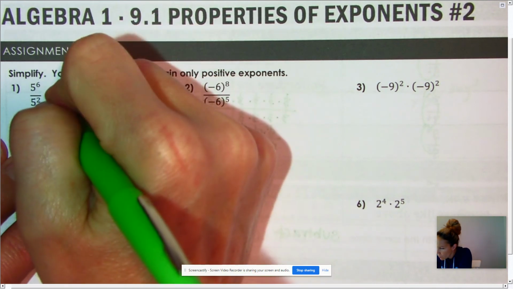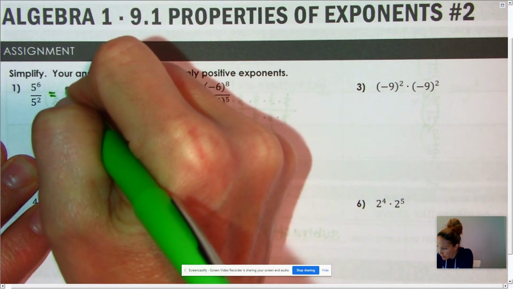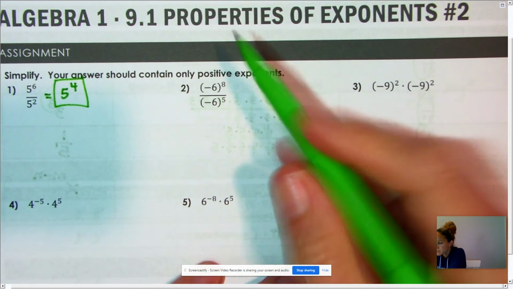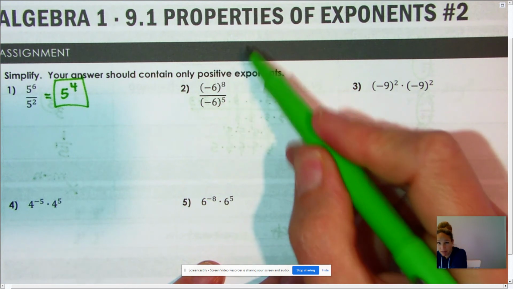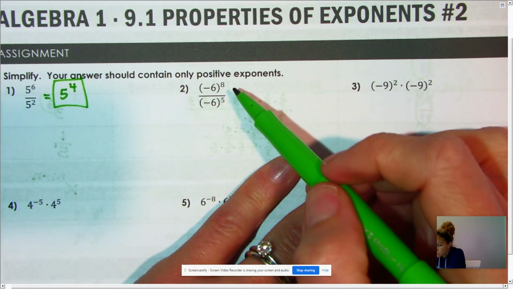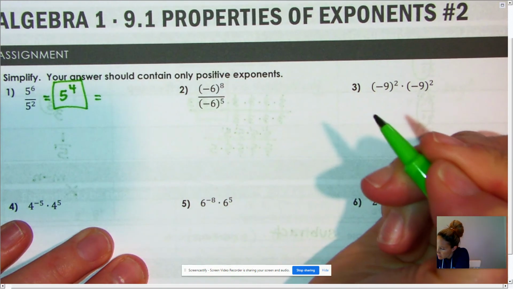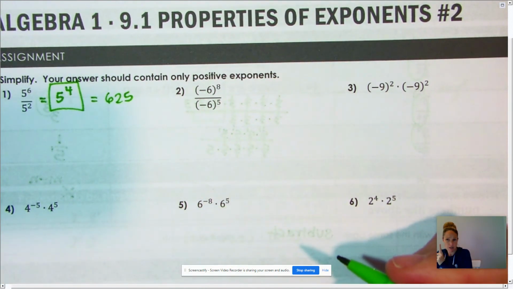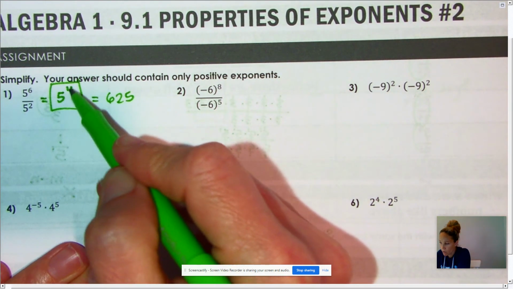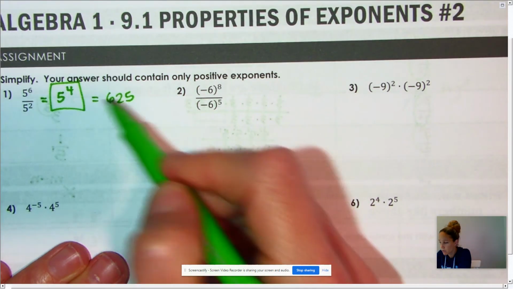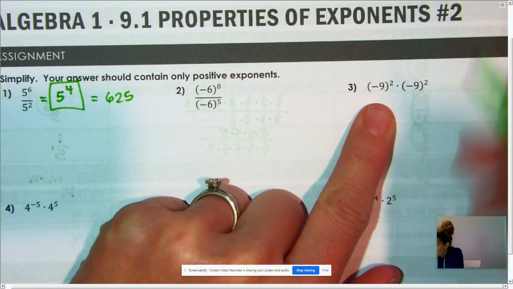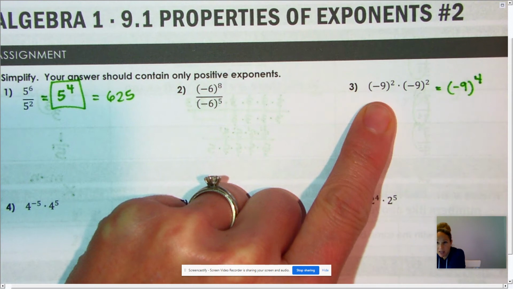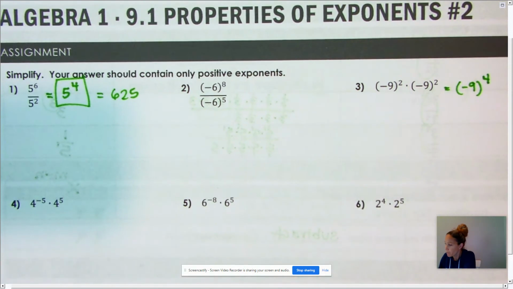Okay, this one, where are there more 5s, top or bottom? There are more in the top by 4. So that's the answer on that one. This one you would say, where are there more negative 6s? On the top by 3. And then you could actually multiply that out. This one we could multiply out, which would be 625. I'm not sure which the answer wants. Hopefully it says in the assignment whether they want you to leave it in exponent form, expanded form, or simplified form. Okay, question number 3, I would have 4 negative 9s all together if I'm multiplying all of those out.